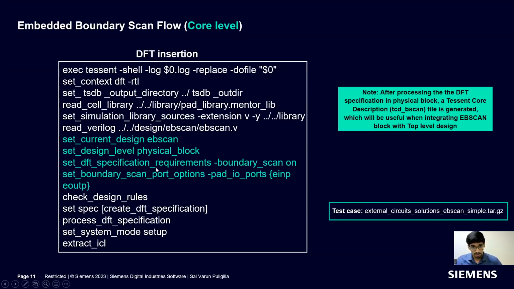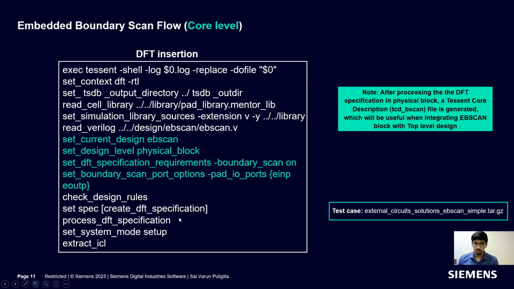And the DFT specification requirements, what we were talking about in the previous slide, that yellow box, are the specification requirements. Here the boundary scan should always be on to insert the boundary scan. And at the respective IO ports, whichever ports we want the boundary scan implemented on, we can mention them here. And then we can create the DFT specification, and then we can process the DFT specifications.